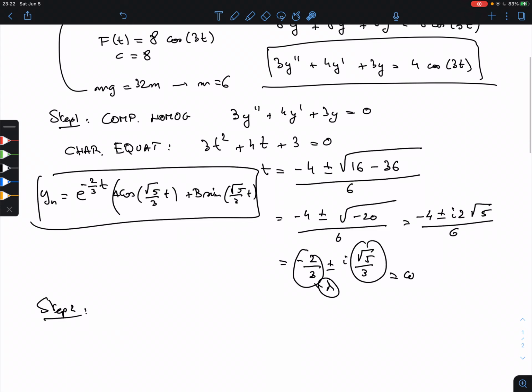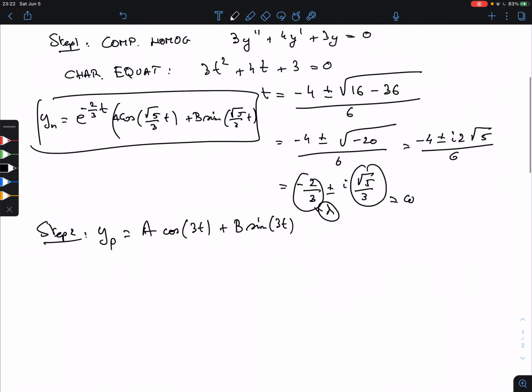So our particular solution is going to be a general linear combination of these cosine and sine 3t. But as I said, there's no issue here. These are different angles, but there's also this factor here, and that also makes it different. Okay, so we have to take derivatives.